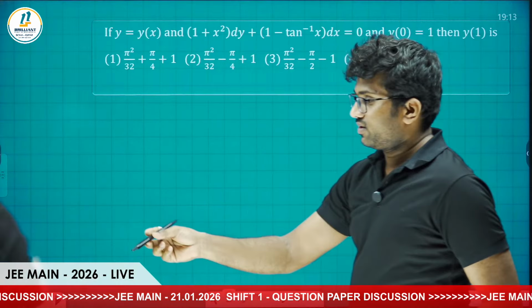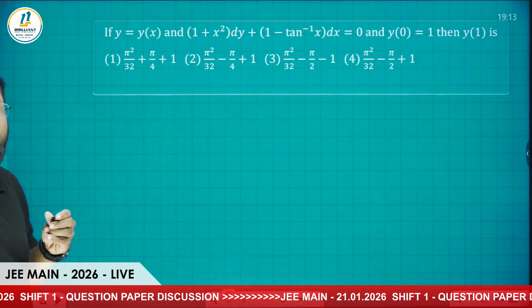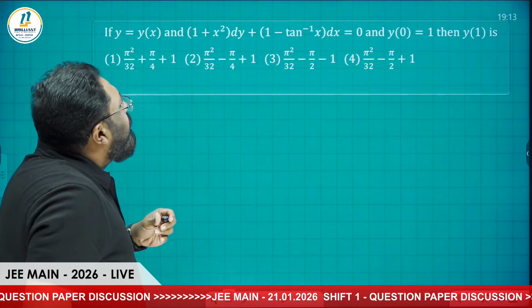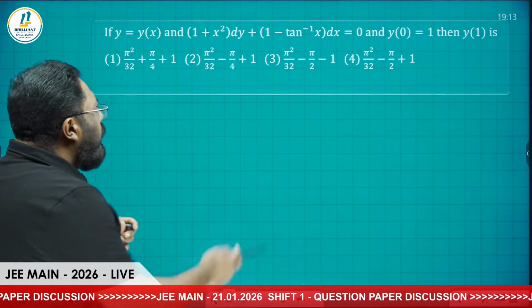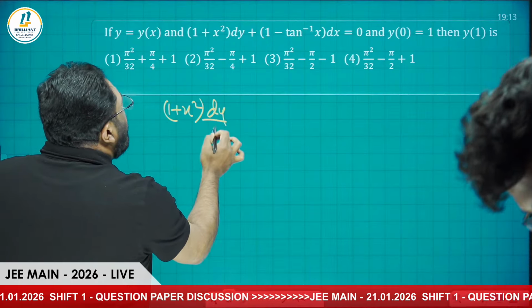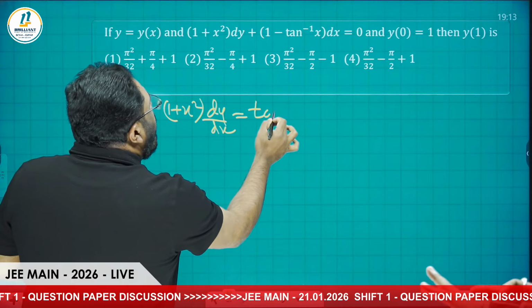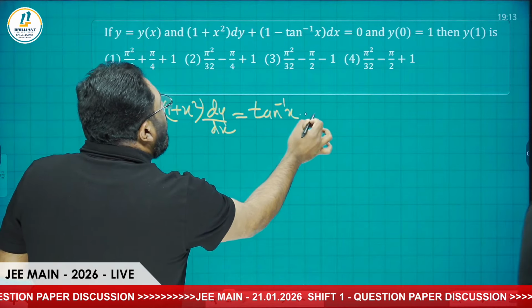Okay, my dears, this next question is a very, very easy differential equation question. And this question is a simple variable separable form. You just have to simply rearrange this. It is going to be 1 plus x squared dy by dx is equal to tan inverse of x minus 1. It's a simple rearrangement, my dears. So if you write it as dy by dx is equal to tan inverse of x divided by 1 plus x squared minus 1 divided by 1 plus x squared.